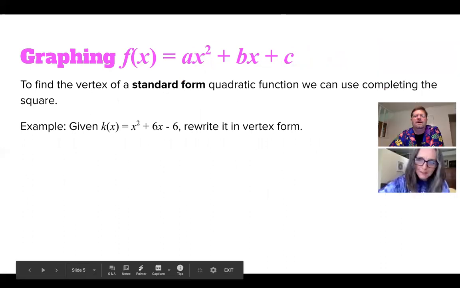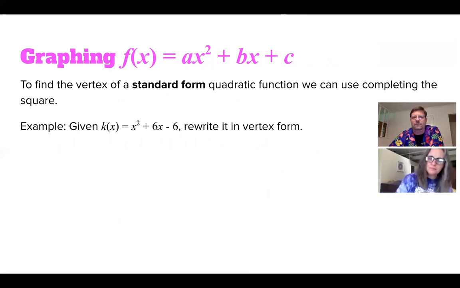All right, so if it's not in vertex form, we can get it into vertex form by kind of quasi-doing completing the square.